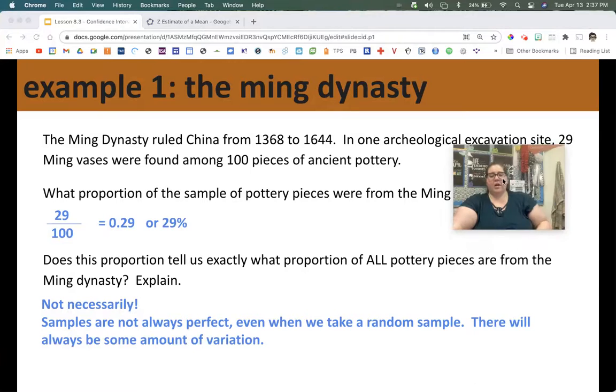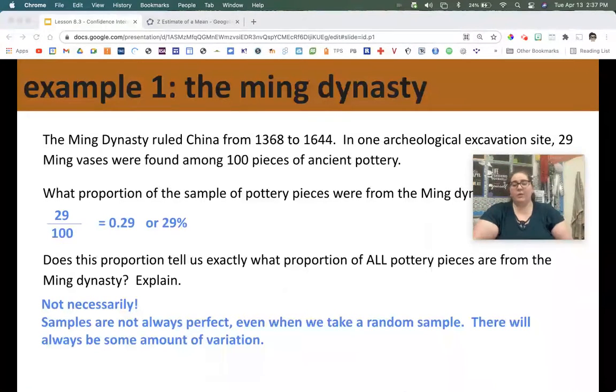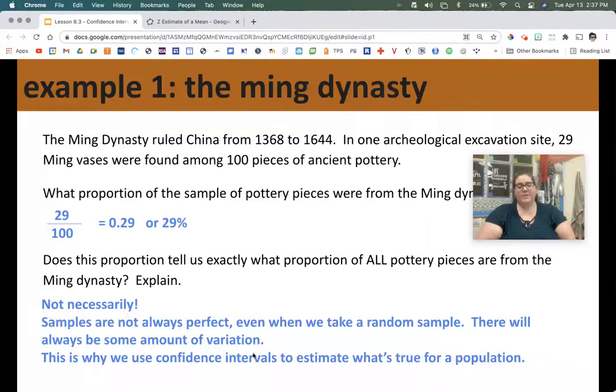We know that samples are not always perfect. Even if we were to take a random sample, which is a good sample, there's still going to be some amount of variation. So think about if I were to take another sample, is that other sample going to have exactly 29%? Not necessarily. This is why we use confidence intervals to estimate what's true for a population. Confidence intervals give us a little bit of wiggle room because we know that our estimates are based on samples, and samples are not always perfect.